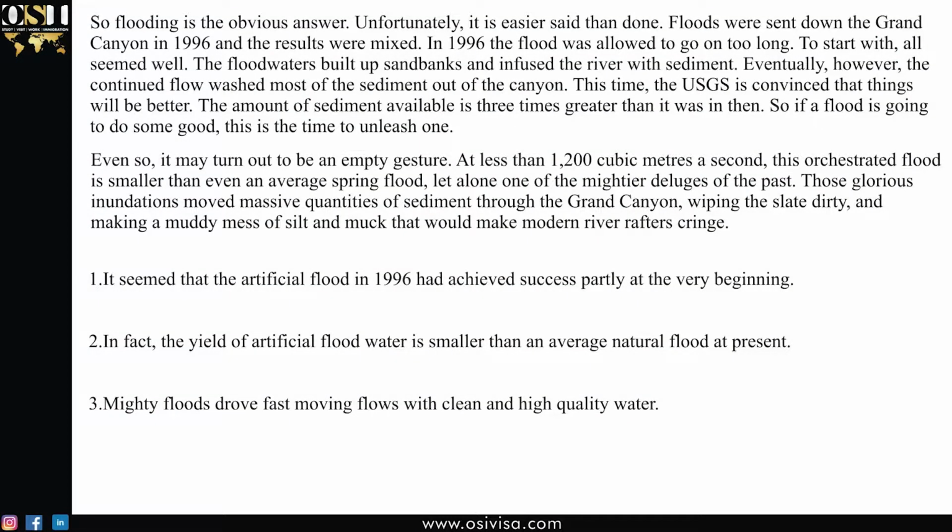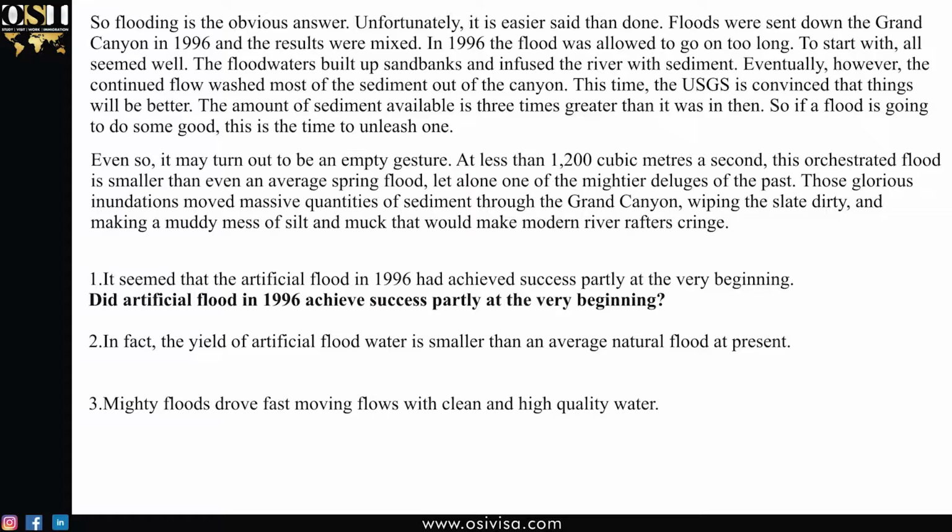So those were the 3 statements. Now we're going to do 3 more, and in that we are going to speed things up and see how we can apply these tactics in the real test with so little time. So let's move on to the next slide. The passage here is relatively smaller compared to the first one. It is still the same topic about flood and everything. 2 paragraphs, again 3 different statements. Let's start with the 4th one over here. It seemed that the artificial flood in 1996 had achieved success partly at the very beginning. I've already converted it into a question, as you can read.